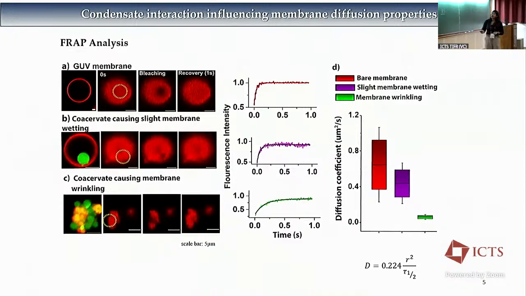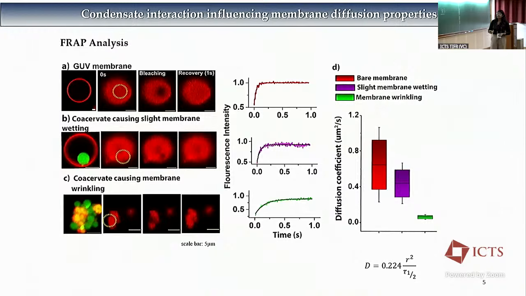Now when you come to condensates which are simply wetting on the membrane, in the case of budding, the T-half, or the recovery, has slowed down a bit. When you come to wrinkled membranes, where you have high affinity or a cluster of condensates on your membrane, you see that the recovery has slowed down quite a bit, and the diffusion coefficient has come down 10 times. So this indicates that this high interaction of condensates on the membrane is causing the local lipid or membrane properties to change.